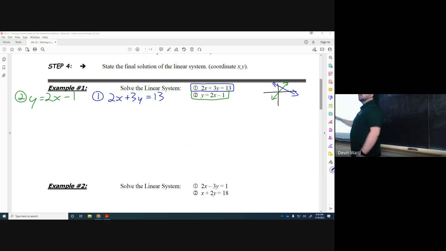So that's what they look like graphed out. At the point where they intersect, right here, x and y are the same in both equations. So it's the same x and same y in equation 1 as in equation 2.